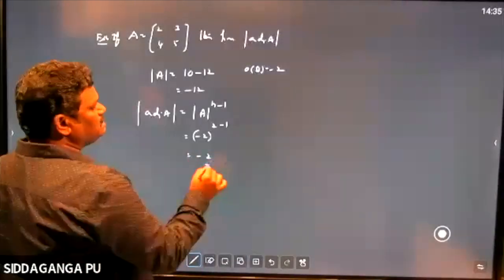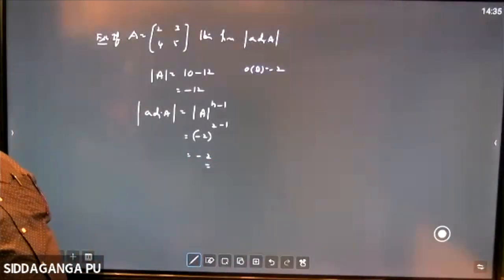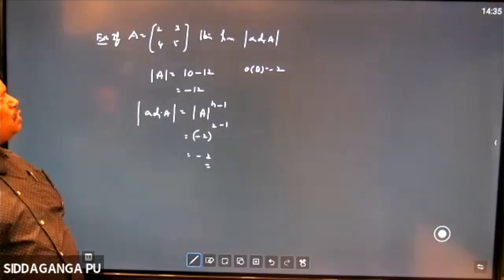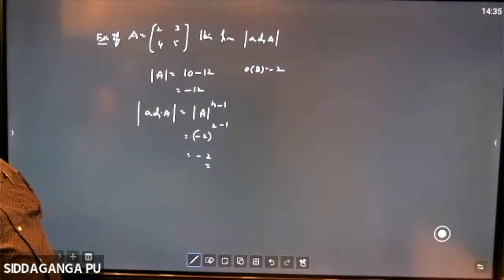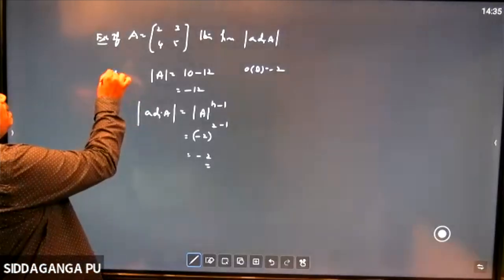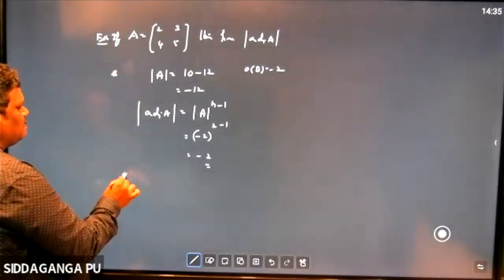So again the answer is minus 2. When A is equal to this given matrix, then we can find the adjoint of A. This is the first one, part 1. Otherwise part 2 is given like this.